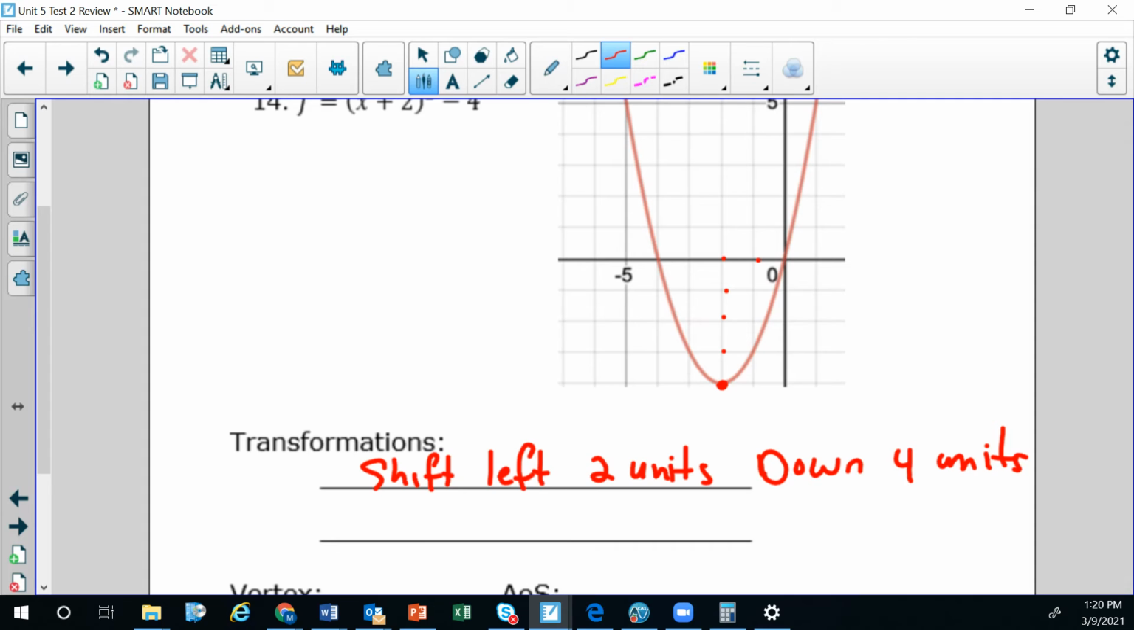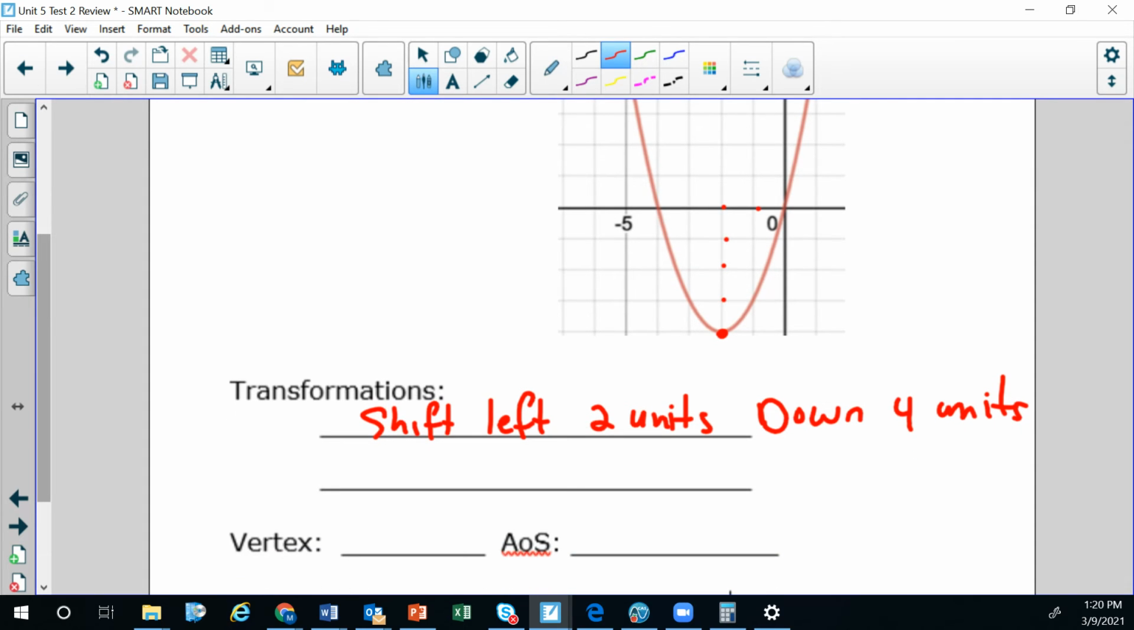And what is the vertex? The vertex is going to be (-2, -4). And the axis of symmetry, just by looking at this x value right here, we know it's going to be x equals -2. Or you can just draw a line that splits the graph into two equal halves and crosses the vertex, and it crosses the x-axis at -2. All right, so that's x equals -2 right there.